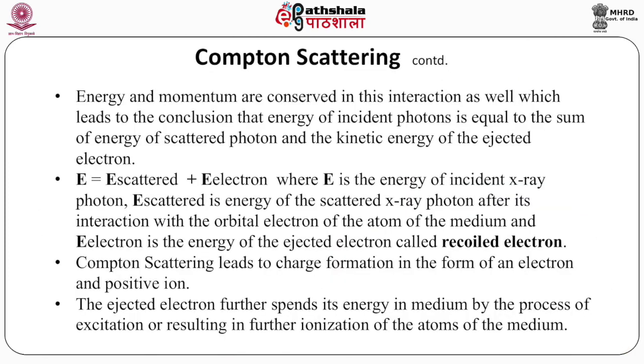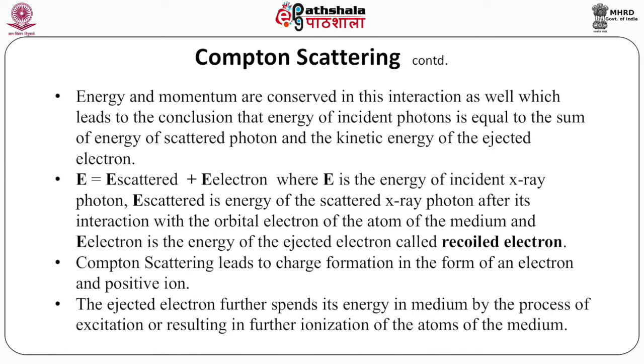Energy and momentum are conserved in Compton scattering as well, which leads to the conclusion that energy of incident photon is equal to the sum of energy of scattered photon and the kinetic energy of the ejected electron. So, equation is E is equal to E scattered plus E electron, where E is the energy of the incident X-ray photon, E scattered is the energy of the scattered X-ray photon after its interaction with the orbital electron of the atom of the medium, and E electron is the energy of the ejected electron called recoiled electron.